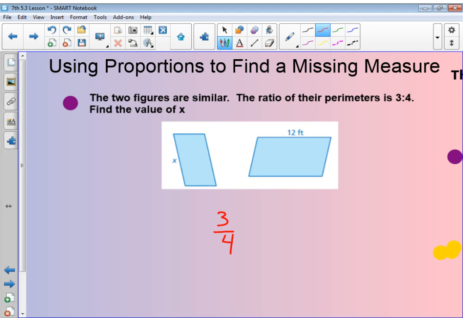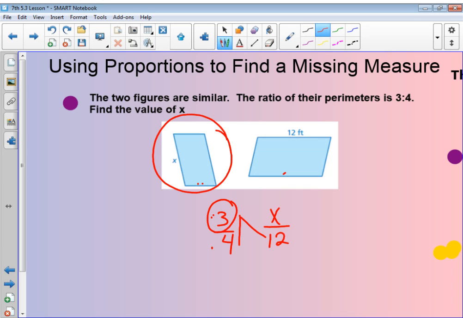Okay, so here's the thing. Now, how do I match sides? Because that's a ratio of the perimeter. So to match sides, when I look at this, which of these two is the smaller figure? This one, right? Okay, which of these two is the smaller number? This one, right? So I'm gonna put my x where my 3 is. So x over 12. So now we'll go ahead and cross multiply, divide.